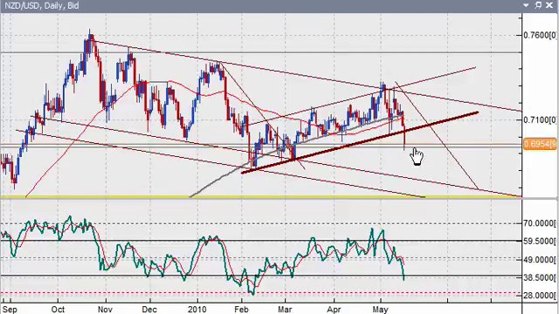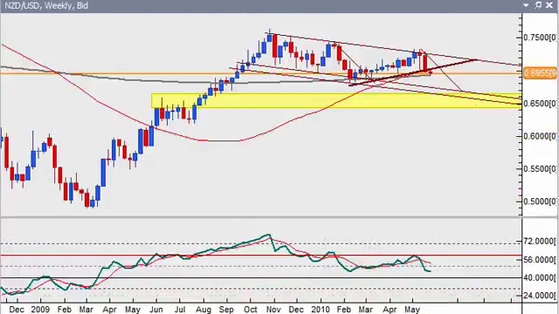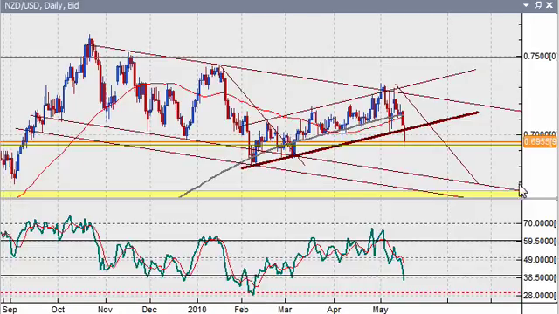In any case, a pullback to confirm the bearish outlook targets the 0.66 area, 0.6667 area, okay, which is around here.